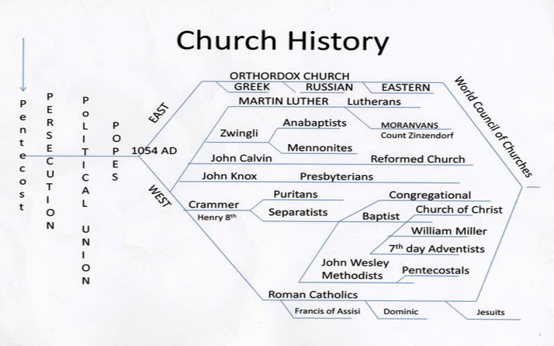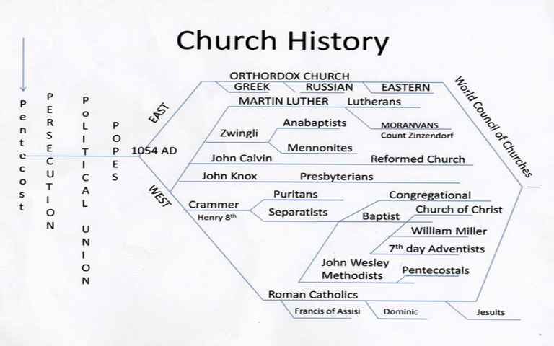Then we see another split with Henry VIII not getting an annulment, so he splits from the Roman Catholic Church, with Cranmer leading the way. Under the Church of England, we have two main groups: the Puritans who wanted to purify the Church of England, and the Separatists who wanted to separate from it, and they did, and became pilgrims that came to America.